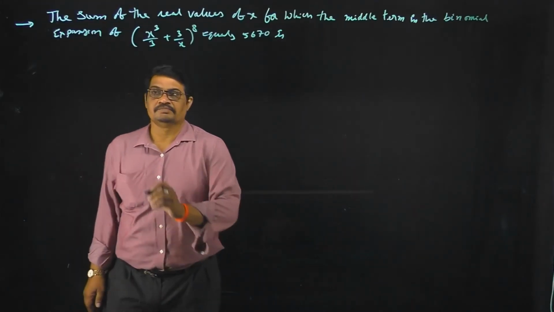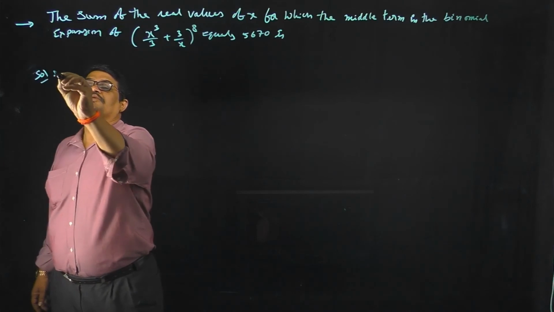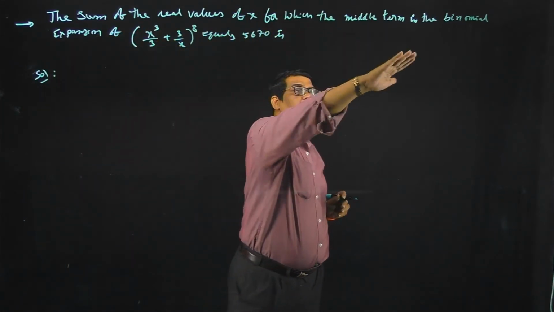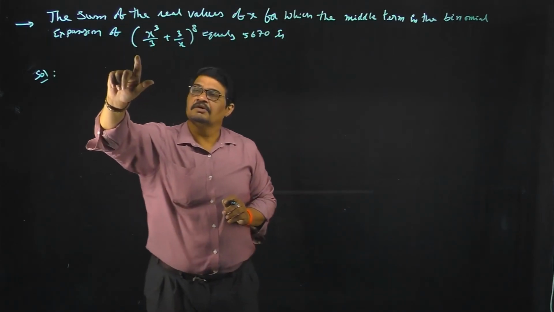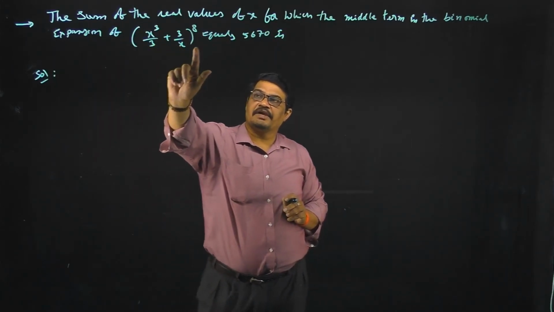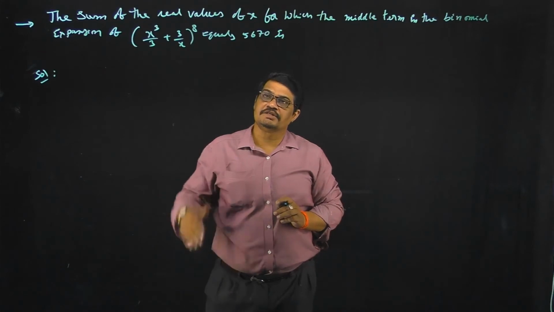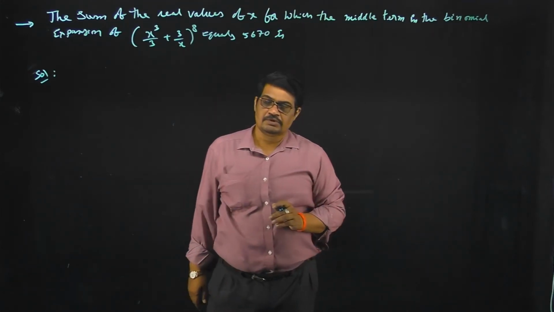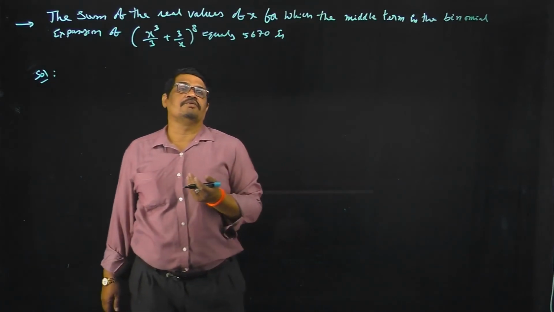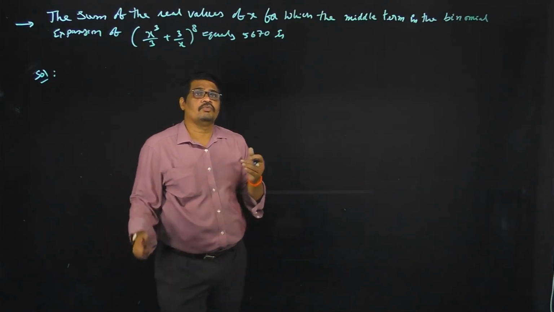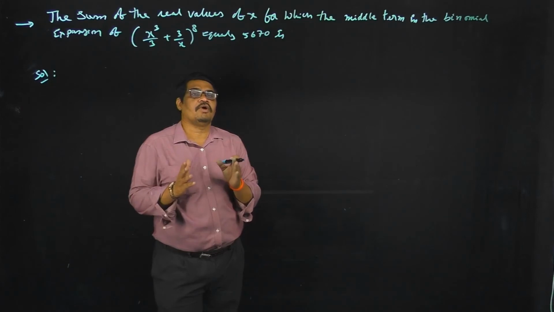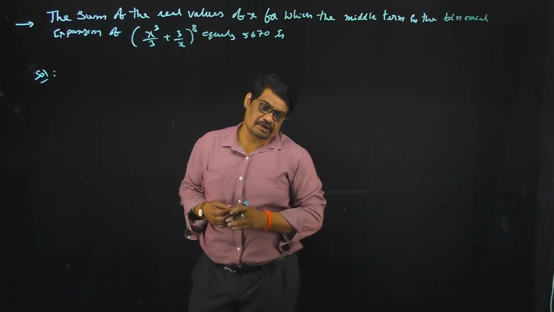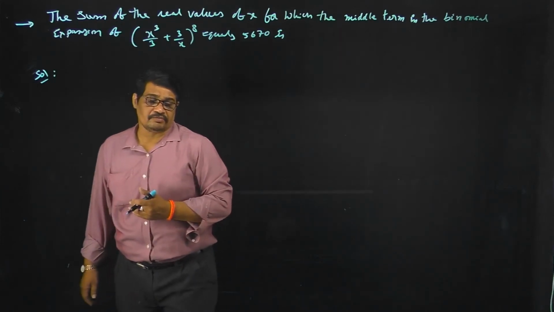See the problem. The sum of the real values of x for which the middle term in the binomial expansion of (x cube by 3 plus 3 by x) whole power 8 is equal to 5670. So the middle term is given as 5670. Now we have to find the sum of the real values of x. First we have to find the real values of x and then find the sum.